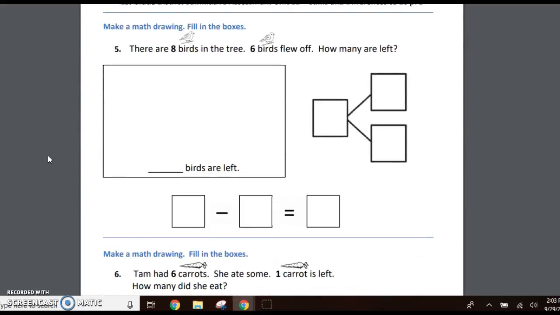Question number 5. Make a math drawing. Do that right here in this box. Fill in the boxes. So you'll fill in this number bond and you'll fill in this number sentence. Okay? Here's the problem. There are 8 birds in the tree. 6 birds flew off. How many are left?